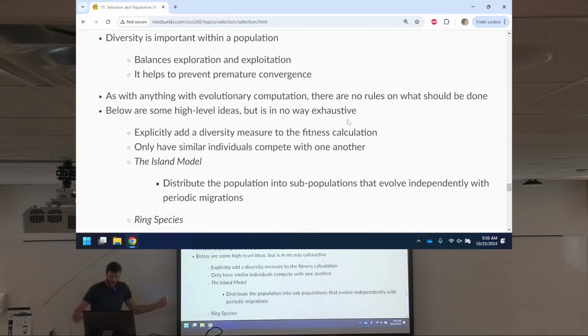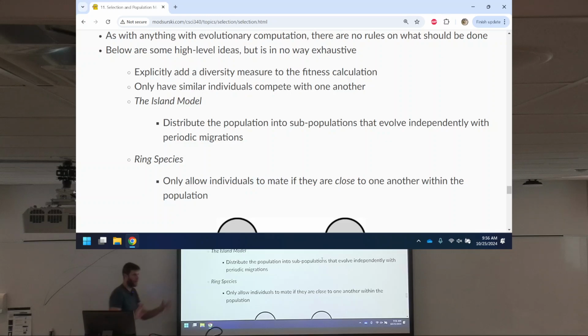As with anything in evolutionary computation, there are no rules on what should be done, but below are some high-level ideas. Some of these will explicitly add diversity. Some of these will be a mechanism that tries to implicitly add diversity. Some can be ways to actually measure diversity. There's a lot of different things that you could do. I'm only going to show you a few ideas, and in no way exhaustive.